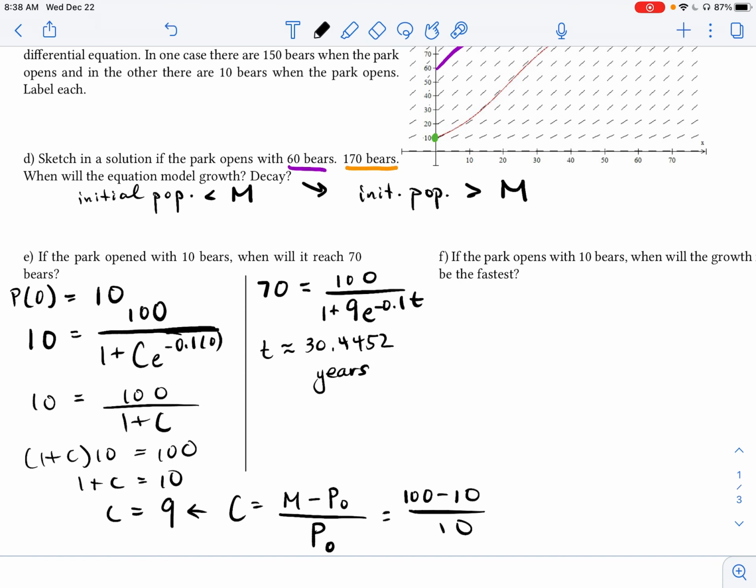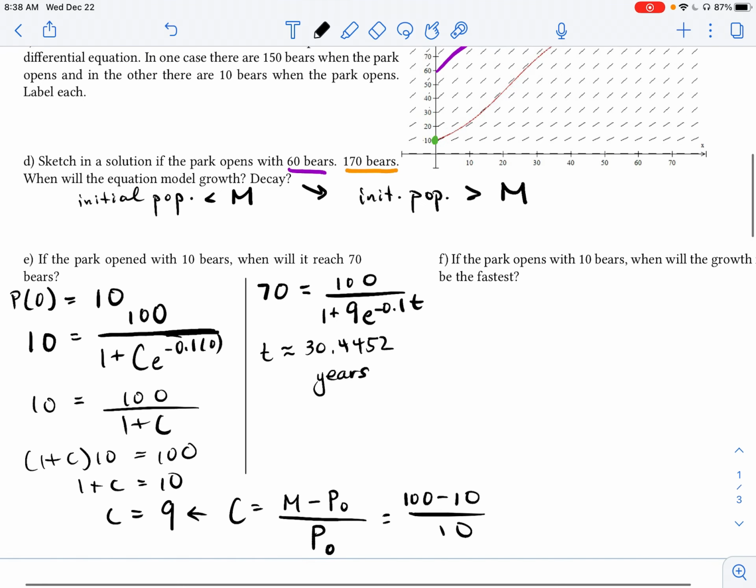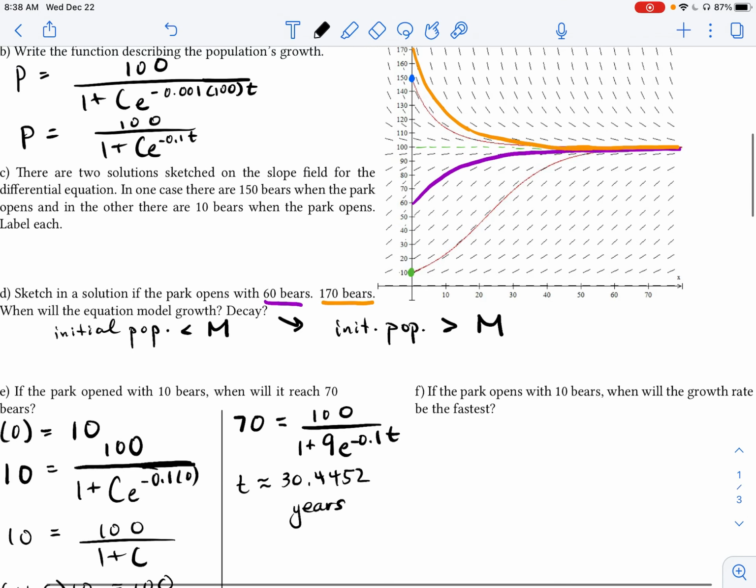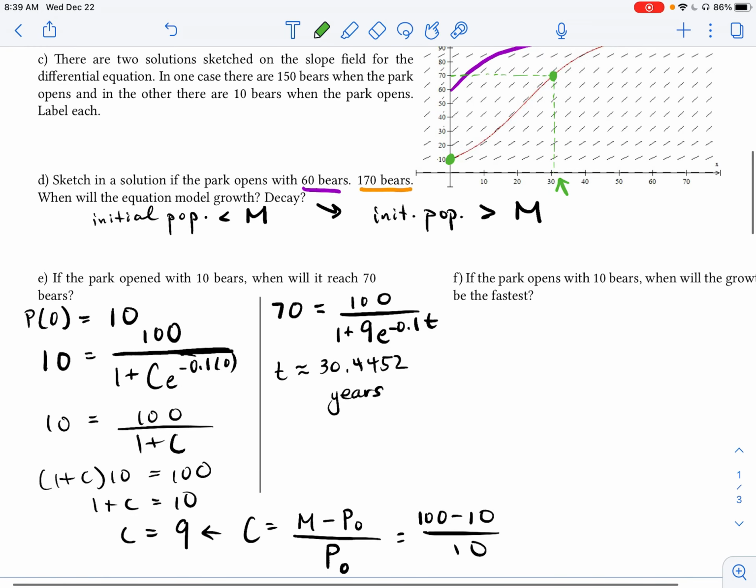Now, just check that with what we have on our graph or our slope field here. Let's find where 70 bears is, okay? So if we start out with 10 bears here, let me switch back to green. If we started out with 10 bears here, we're trying to find the time approximately where it's reaching 70 bears, which looks like it's right about here. Now, does our calculation seem to correspond? Yeah, that does look to be about 30 and a half years. So it seems like our solution seems to be pretty accurate.